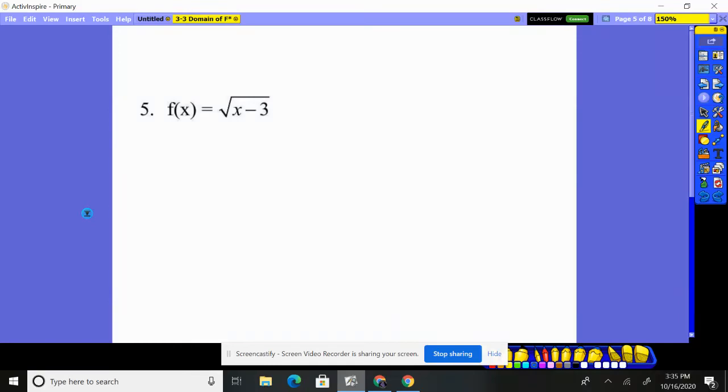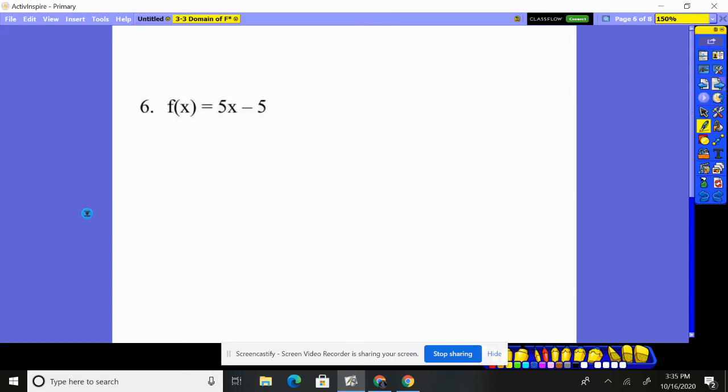Problem five, square root. If it's a square root, we've got to make sure it stays bigger than or equal to zero. So just solving that, I add three. X has to stay bigger than or equal to three. So as long as it's bigger than or equal to three, we'll get something positive underneath there and we'll get a solution. So we write our solution: all real numbers such that X is bigger than or equal to three.